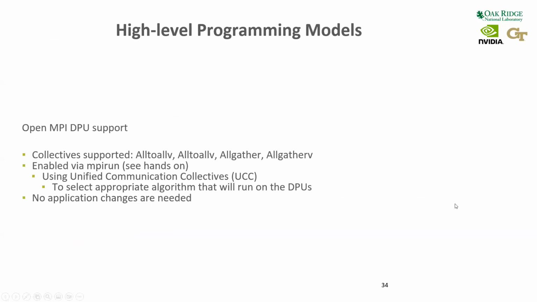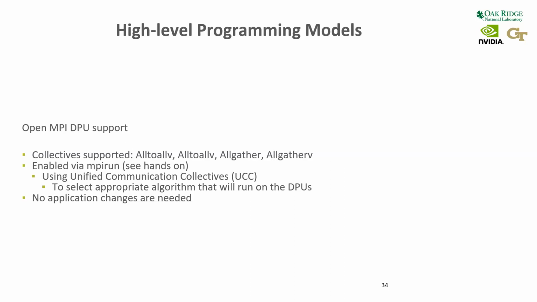So in the context of how MPI is going to be supported currently, in the context of this tutorial, the collectives that are supported in MPI are all-to-all V, all-to-all, all-gather, and all-gather V. Basically, the blocking and non-blocking versions of it.